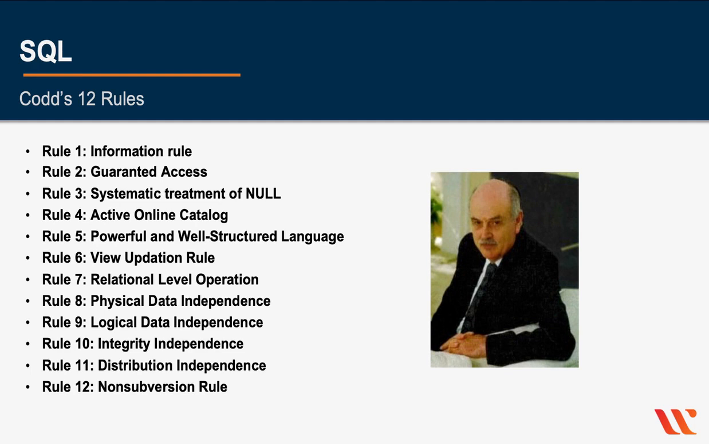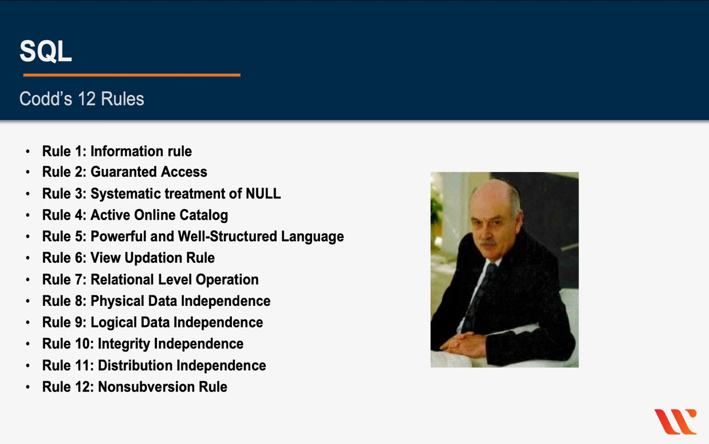Distribution independence. A database should work properly regardless of its distribution across a network. So even if a database is geographically distributed with data stored in different pieces, the end user should not know that difference. And then rule number 12, the non-subversion rule. If a relational system has a low level, like a single record at a time language, that low level cannot be used to subvert or bypass the integrity rules and constraints that are expressed in the higher level relational language.